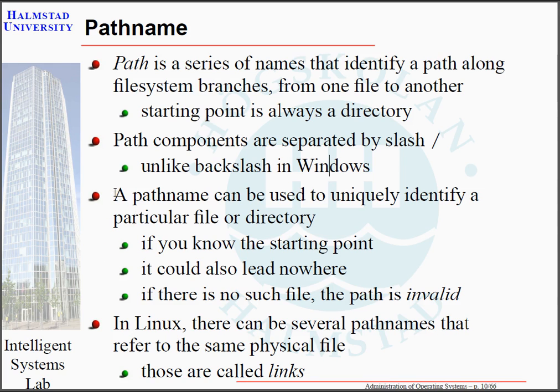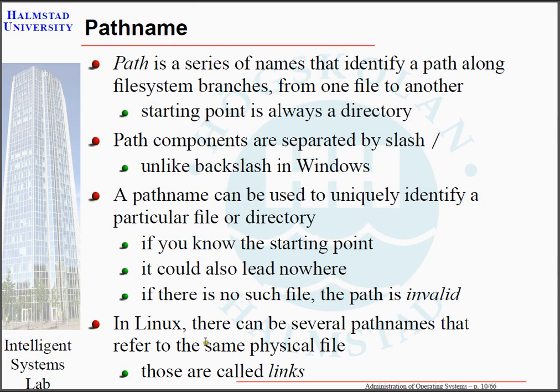And the reason why path name is important is because it can be used to uniquely identify a particular file or directory. If you know a path name, you know to which file or directory it points, at least assuming that you know the starting point. It's also possible that the path name does not lead anywhere. If you, for example, remove the target, then a path name which used to be valid will be now invalid.